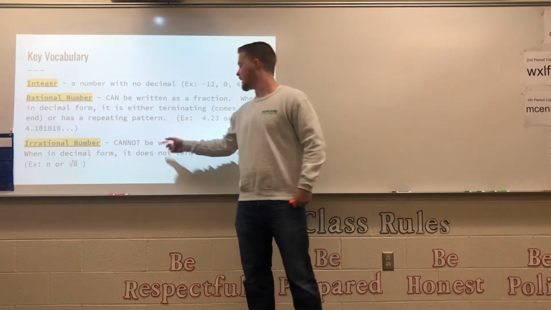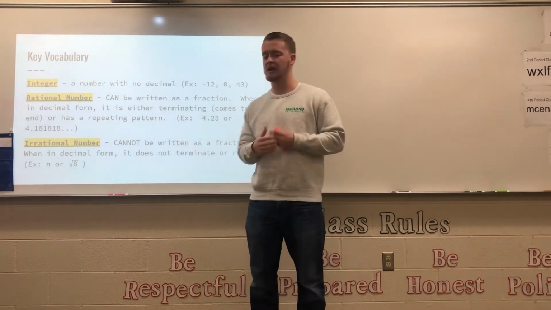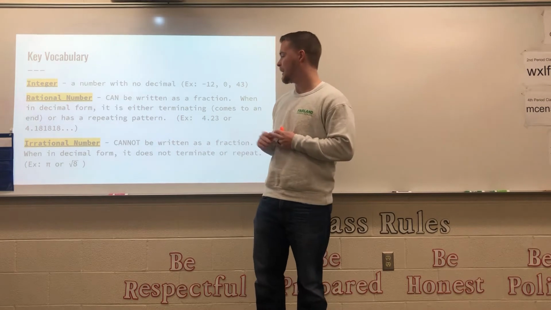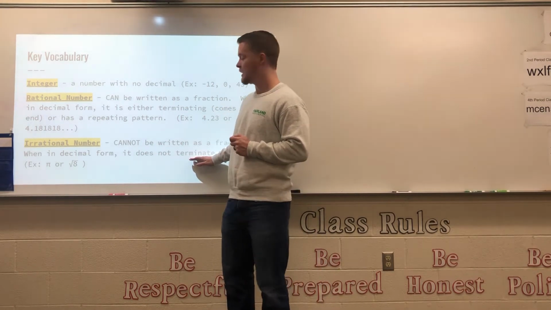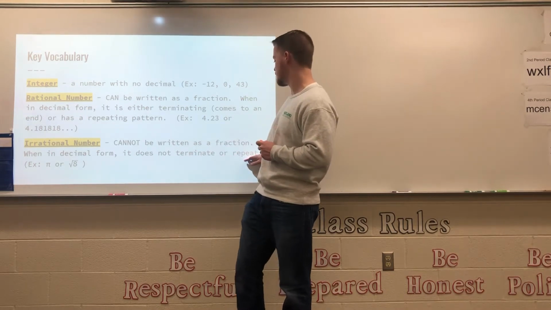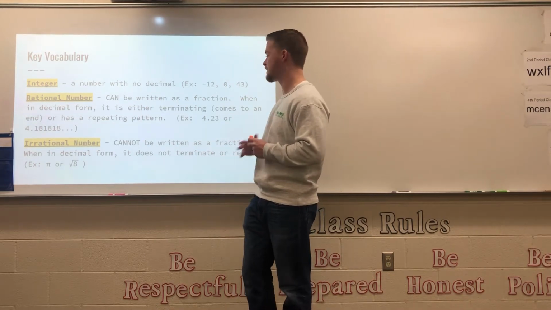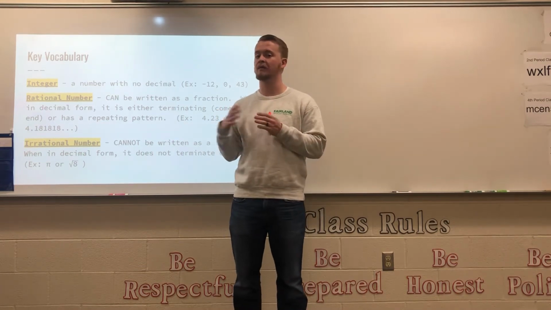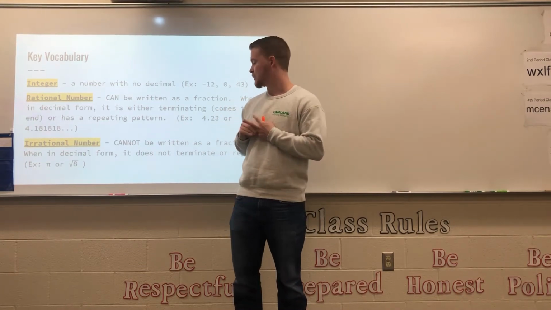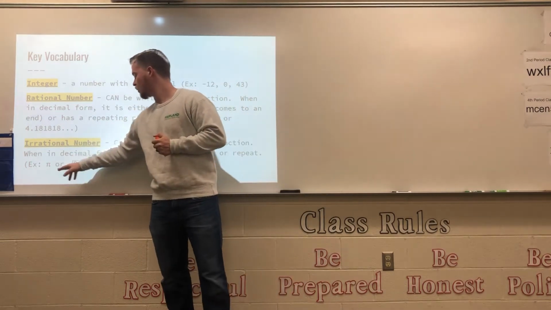An irrational number cannot be written as a fraction, and when it's in decimal form, it does not terminate, meaning it does not come to an end, and it does not repeat. It doesn't do either of those. Its decimal goes on forever, and it has a bunch of random numbers that does not have a pattern. So examples of that would be pi or the square root of 8.